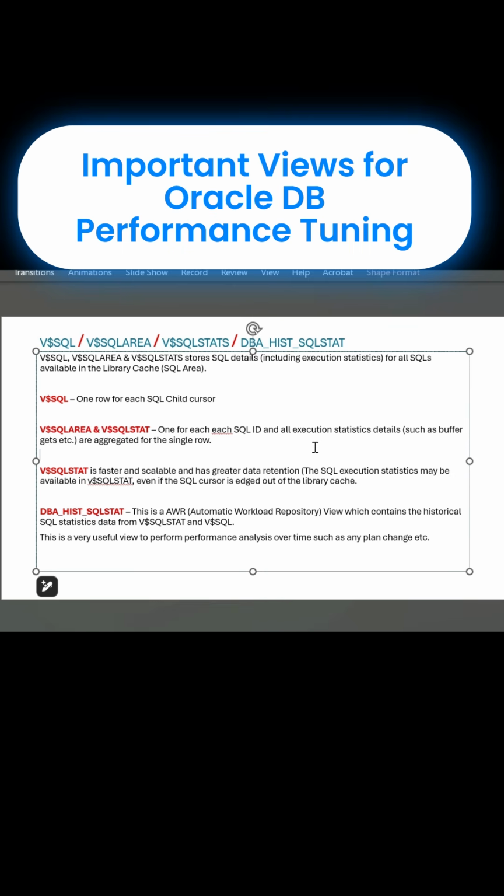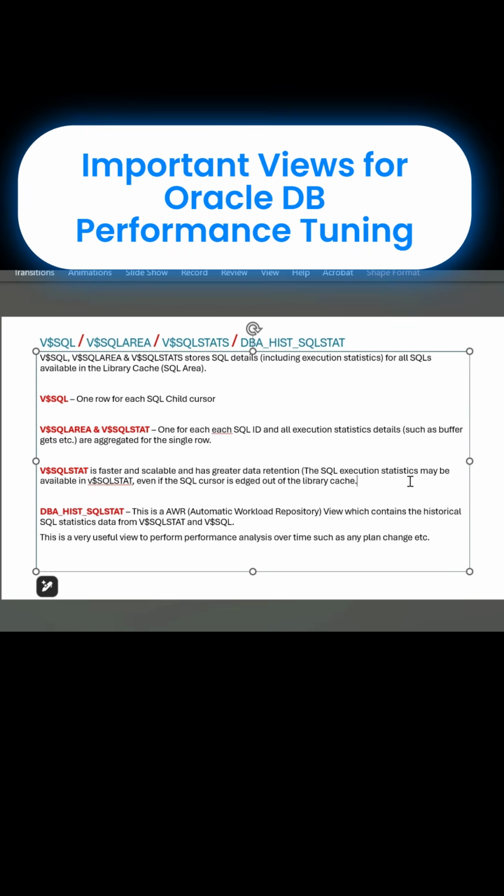And all the execution statistics such as buffer gets, buffer reads, disk writes, all that information will be aggregated on that single row. But there are a few advantages of V$SQLSTATS. It's faster, scalable, and has greater data retention. That means even if the SQL is aged out or moved out of the SQL area, the library cache, you may be able to find it in V$SQLSTATS, but not in V$SQL or V$SQLAREA.